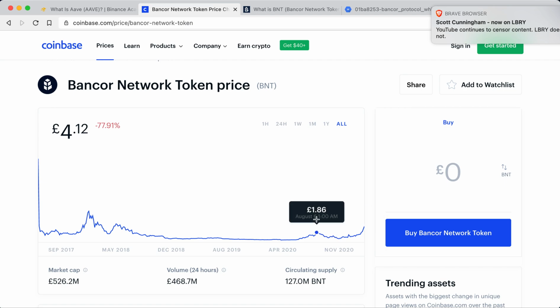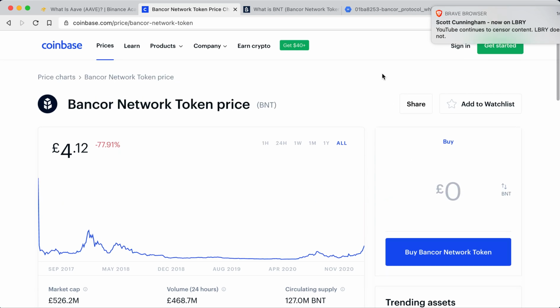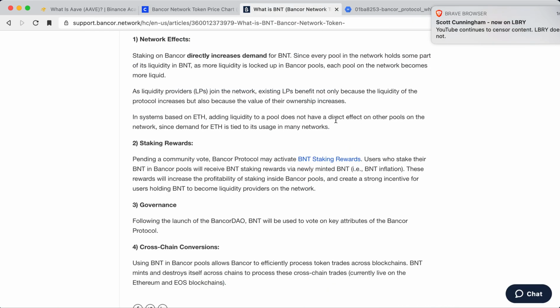Do not underestimate any token. Always do your own research and don't listen to me because I'm not a financial advisor. I'm just educating and entertaining ultimately.